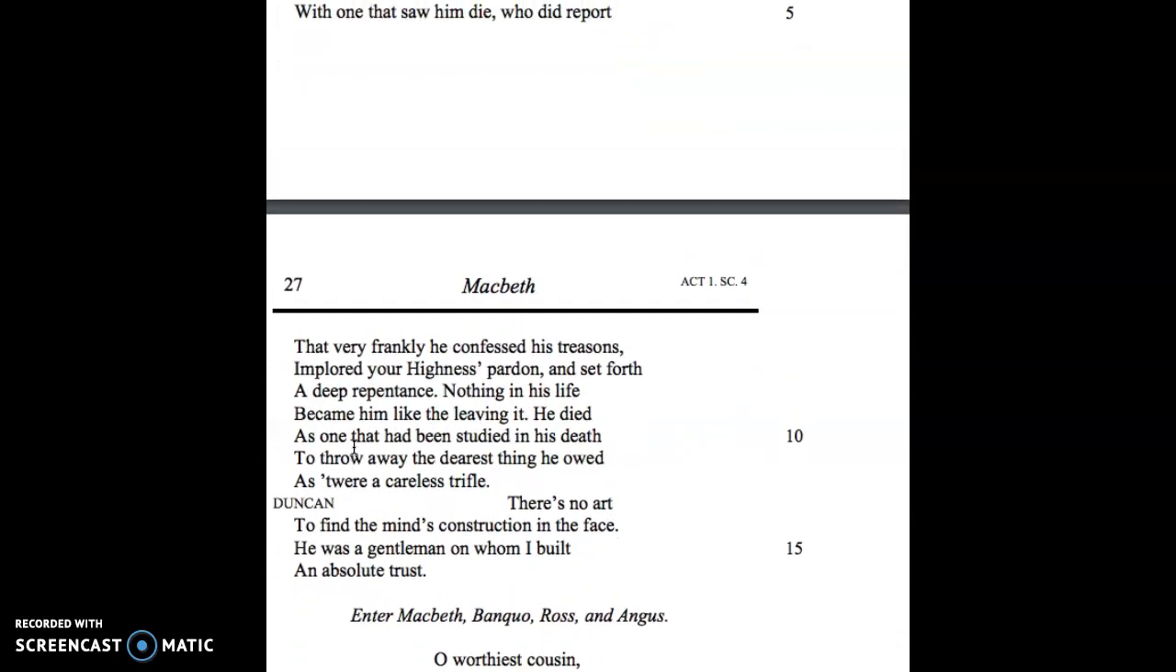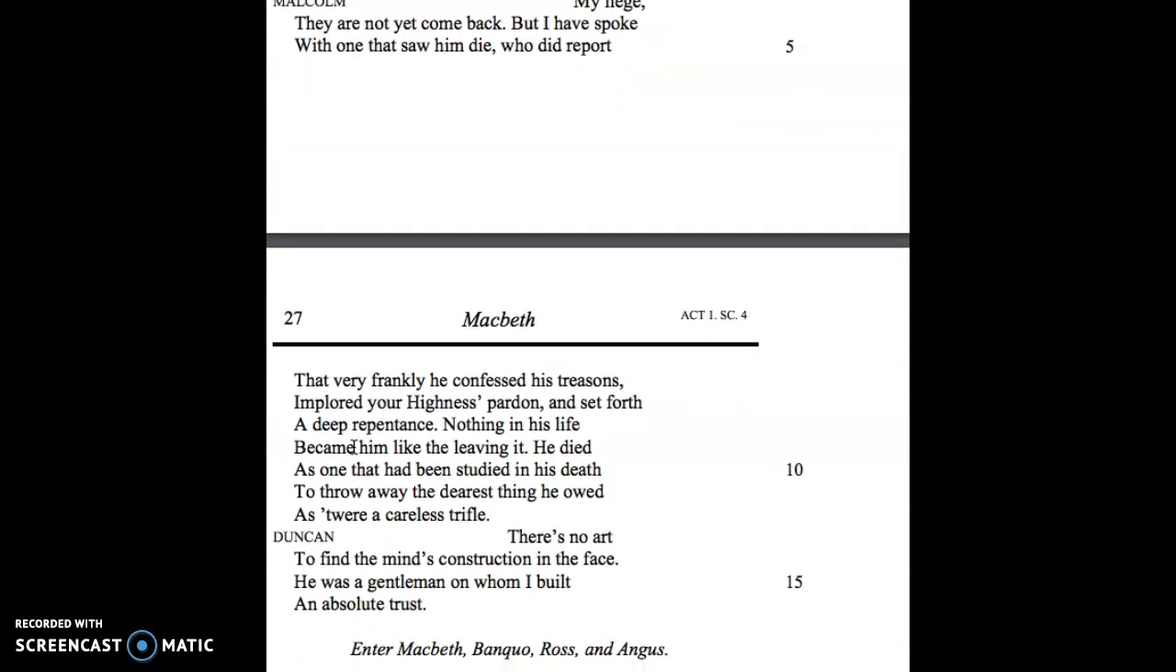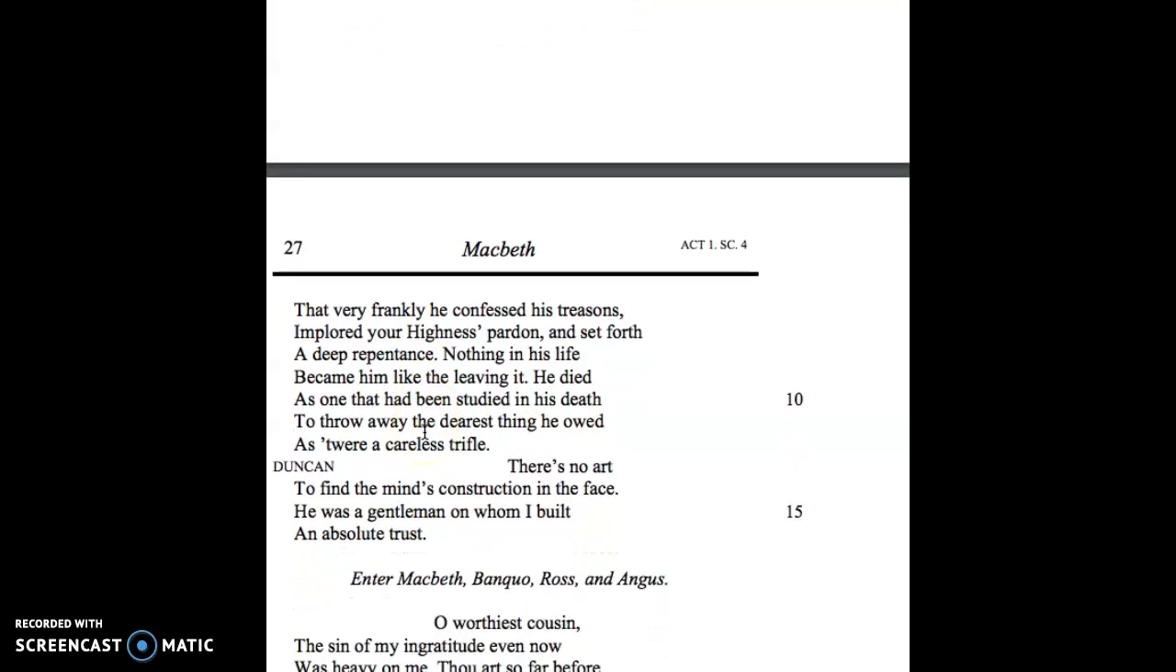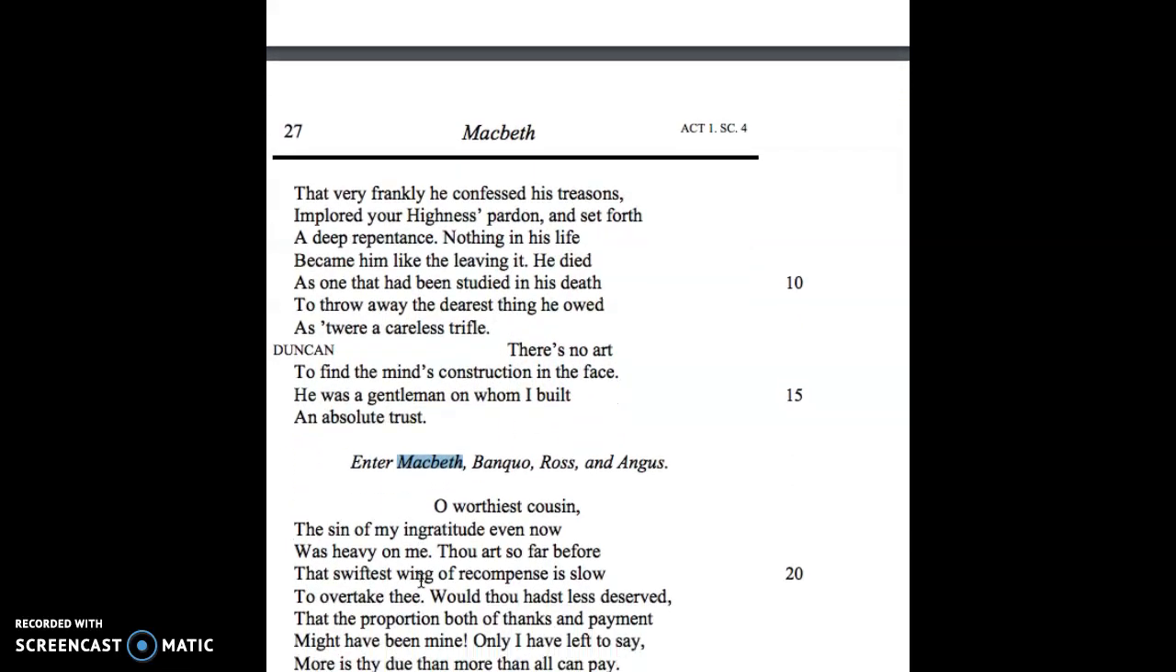Let's see here, Duncan's wondering about whether the Thane of Cawdor has been killed, and when Malcolm says that the Thane of Cawdor confessed and was sorry for what he had done, Duncan responds with, yeah, I'm not so sure, because it's really hard to tell who to trust. You look at somebody's face, and you're not really sure if they're honest or not. Dun dun dun, Macbeth walks in. What do you think about that?